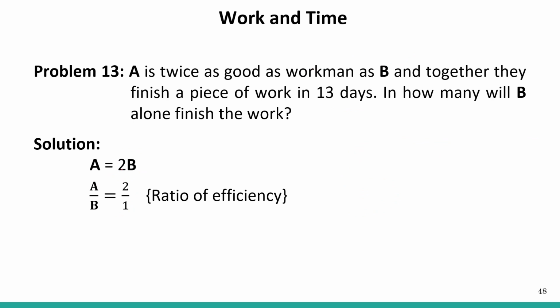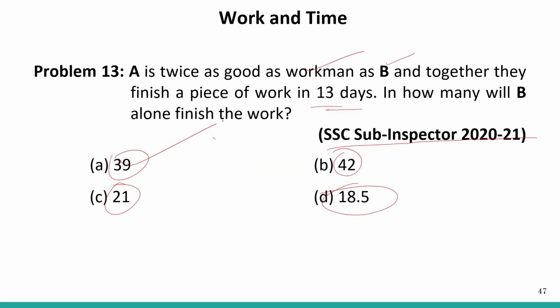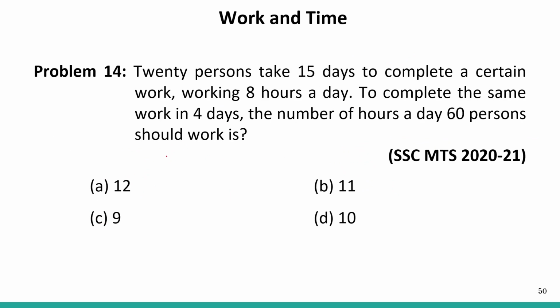So A is equal to 2B, right? So A is to B is equal to 2:1 ratio of efficiency. So total work is equal to 13 into 2 plus 1 is equal to 39. So B is equal to 39 by 1. So B will take 39 days to complete the same work. So here 39 will be the correct answer; 21, 42 and 18.5 are all wrong answers. So let's see problem number 14.